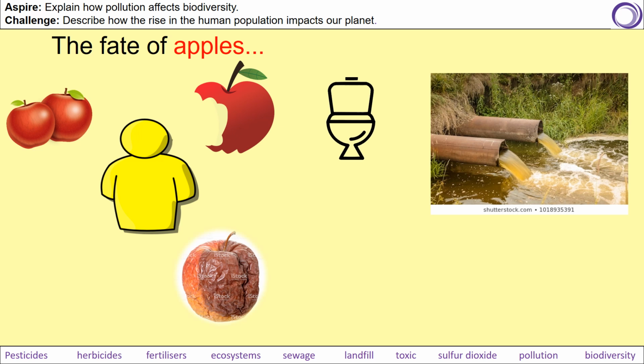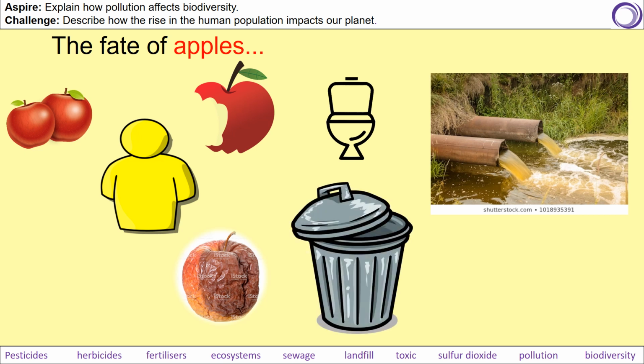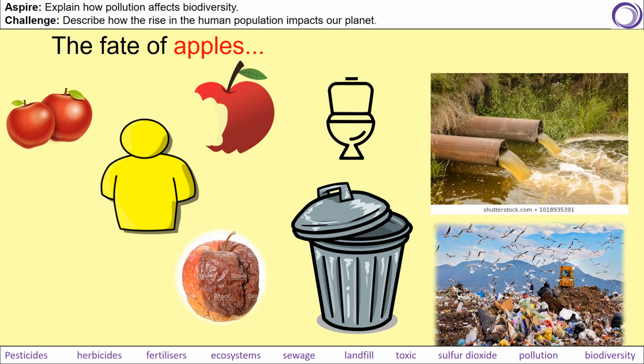You may not be able to eat all the apples, so some will end up being rotten. If you have one, it'd be a good idea to put these in your compost bin, where it's recycled. If not, it'll go straight into the waste bin, and after that, it'll be taken to a landfill site.